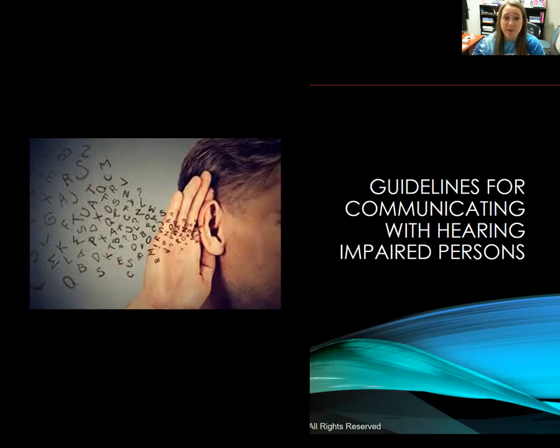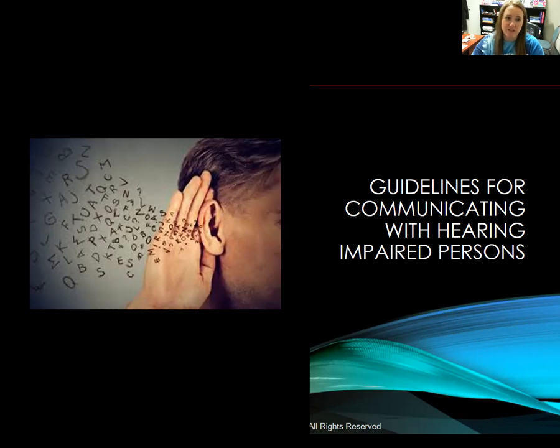We want to reduce background noise when we're trying to talk to people who are hearing impaired. If there's music or TV in the background, or you're in a large crowded place, that might not be the best place to communicate important things or to have that conversation with somebody who's hearing impaired. Ideally, have it in a situation where we can reduce that background noise so they can hear us better.